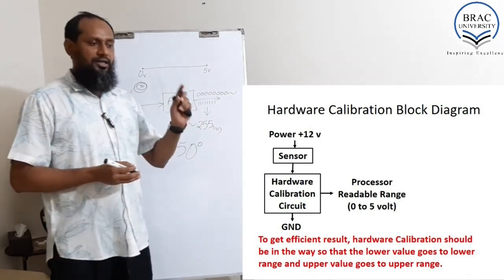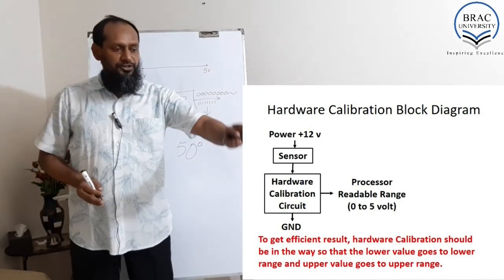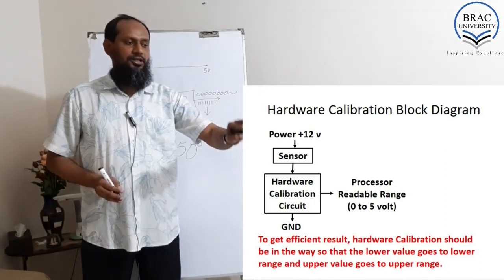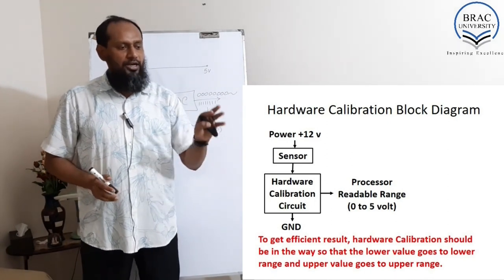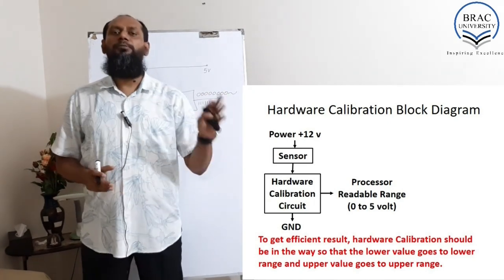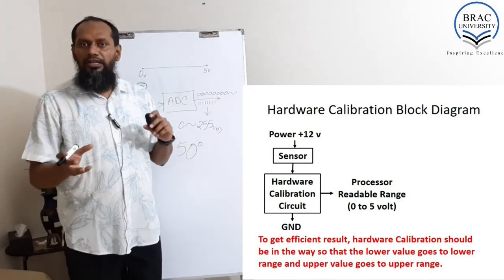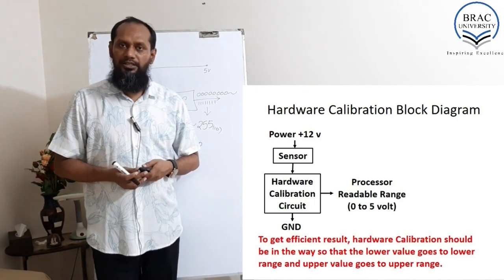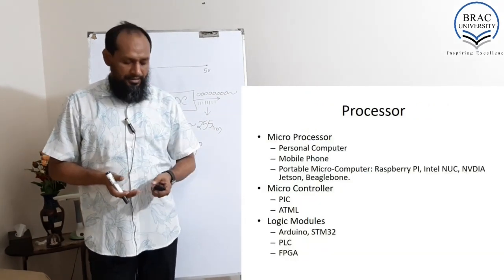Okay, so that's why it's saying that to get an efficient result, hardware calibration should be in a way so that the lower values go to the lower range and upper values go to the upper range. Okay, maybe we can discuss a bit in detail in our question answering session. Let us pause it on next slide.